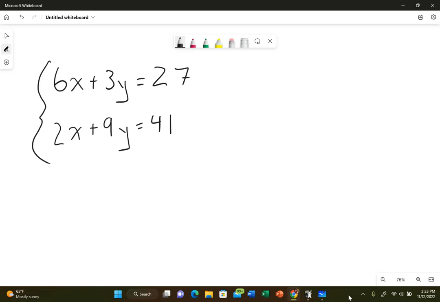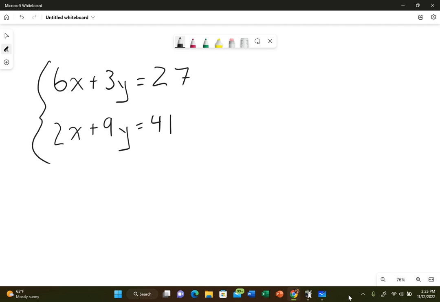Okay, guys, so we've been talking about how to solve systems of equations in class, and I just want to go over how to put these systems of equations into a graphing calculator and have the graphing calculator do some of the heavy lifting for us. So we've got the system of equations, right? 6x plus 3y equals 27, and 2x plus 9y equals 41. I want to take this system and put it into the graphing calculator and have it tell me what the solution is. Where do these two equations intersect?